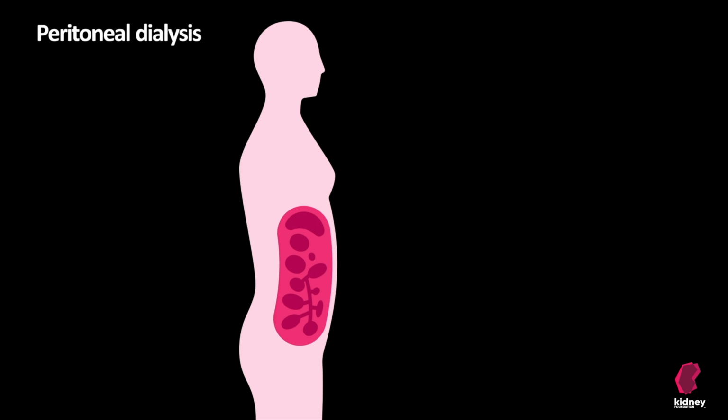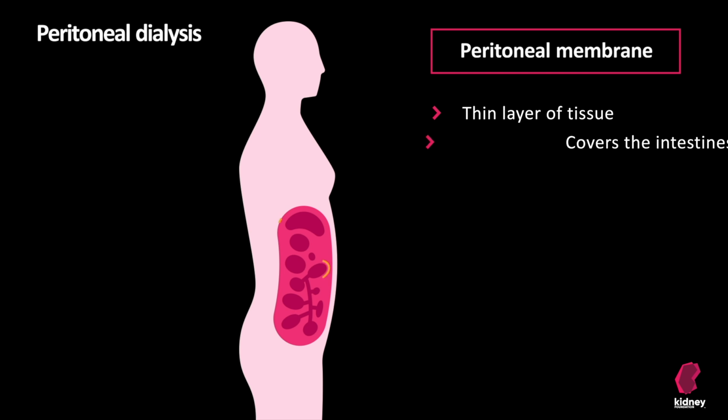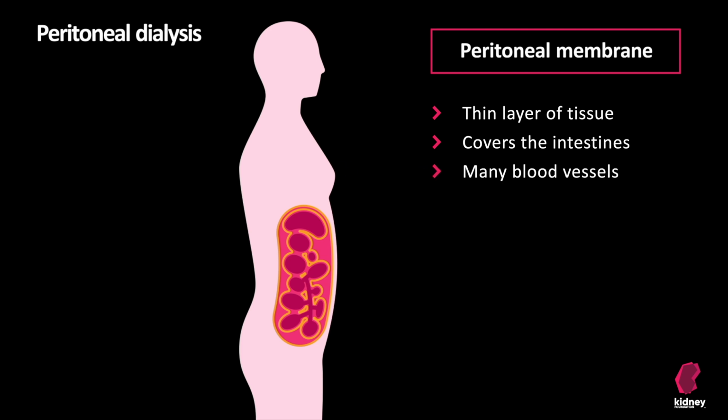Peritoneal dialysis is a type of dialysis that uses the peritoneal membrane. The peritoneal membrane is a thin layer of tissue that covers your intestines and the inside of the abdomen. This membrane has special properties. It contains a lot of blood vessels, and so it is able to filter the blood when we do peritoneal dialysis.